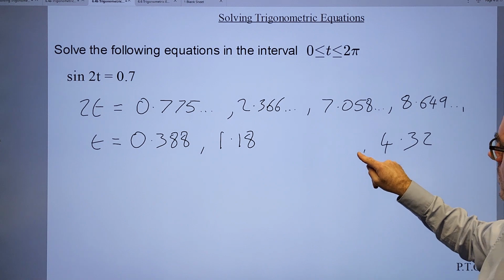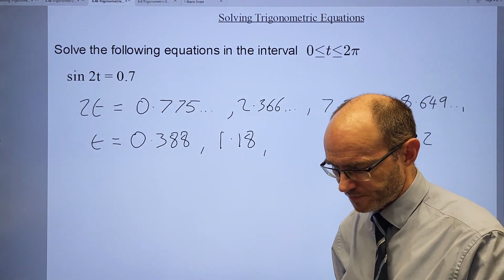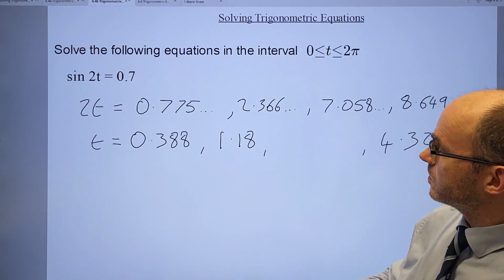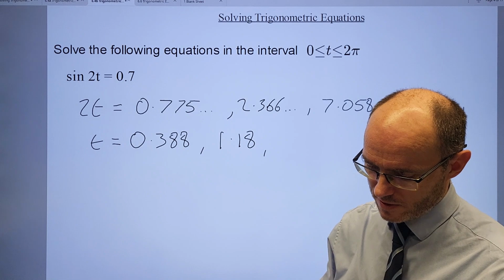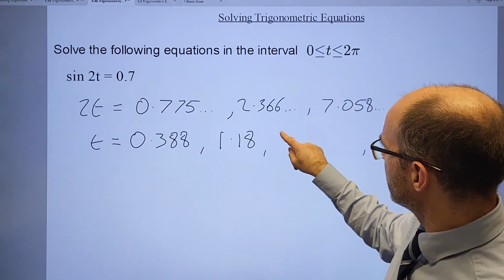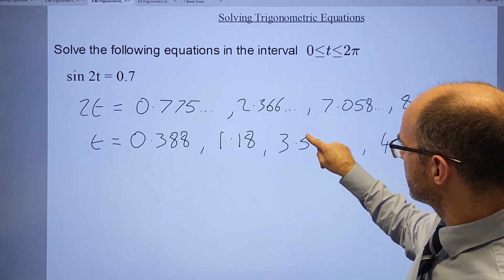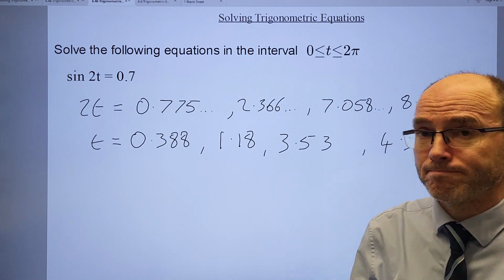4.32, and then the one in the middle. So that one divided by 2, and then this one divided by 2. We're doing so, yeah, inverse sine 0.7 plus 2 pi, divided by 2. 3.53. Okay, that's not a nice 3, is it? 3.53. Okay.